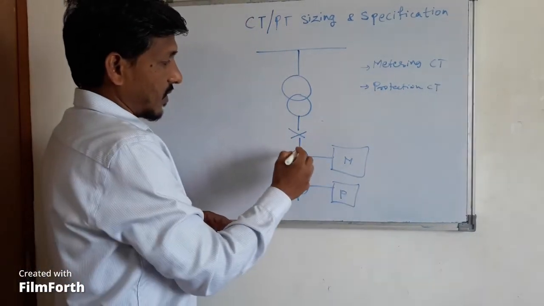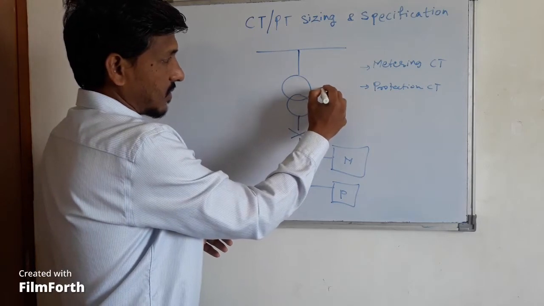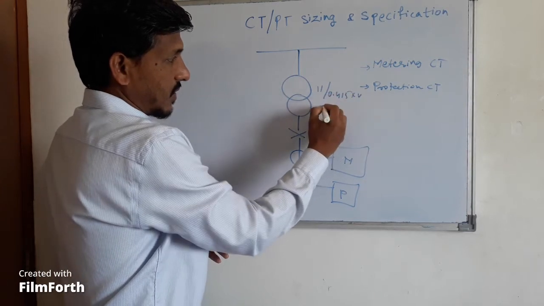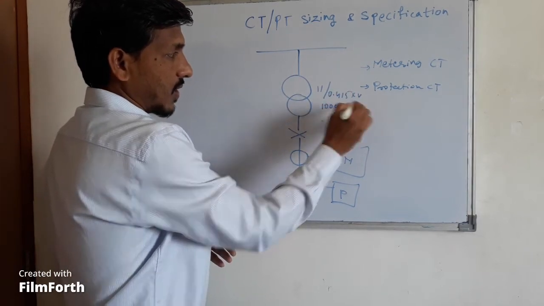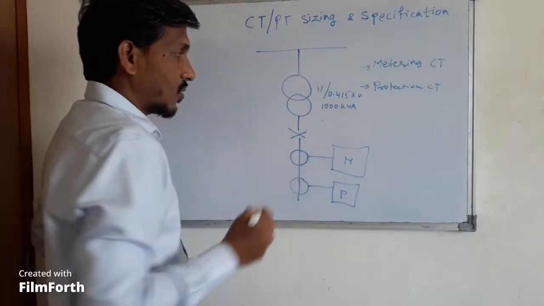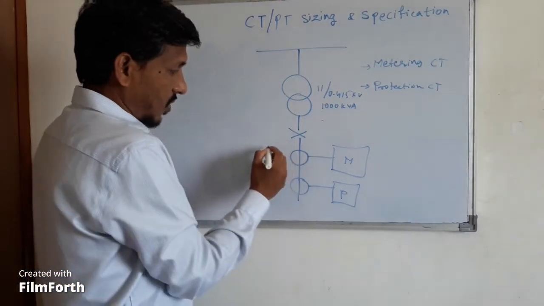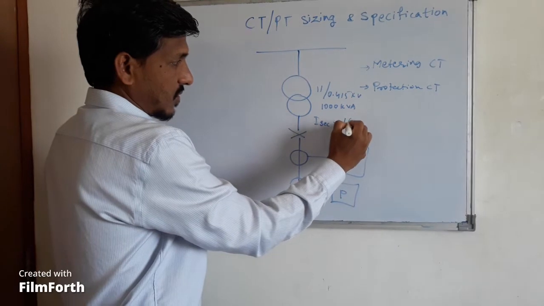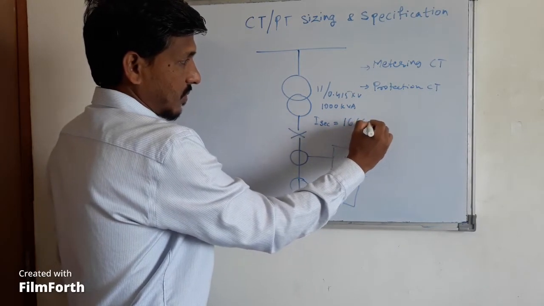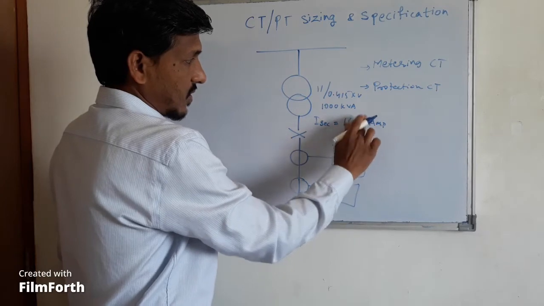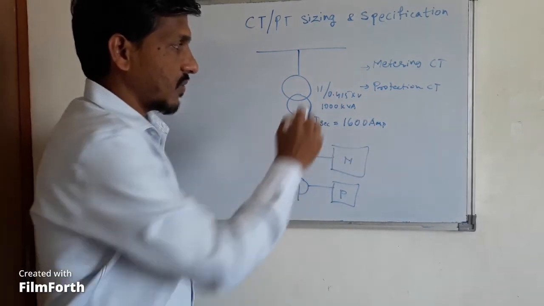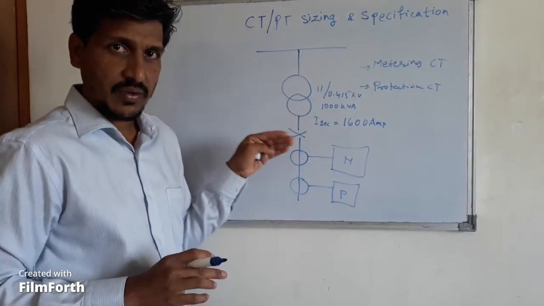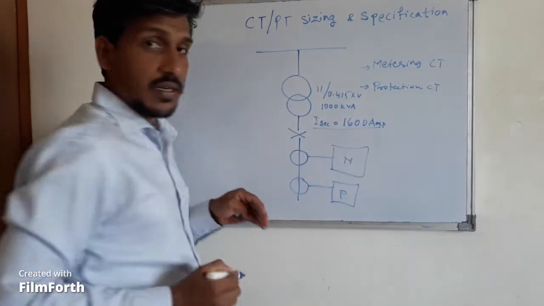Now let's say this is your transformer, an 11 by 0.415 kV transformer. Let's say this is a 1000 kVA transformer. Since it is a 1000 kVA transformer, as per my knowledge, your full load secondary current will come around 1600 amperes. You know how to calculate the secondary current of the secondary side of a transformer. You will get a secondary current of 1600 amperes.